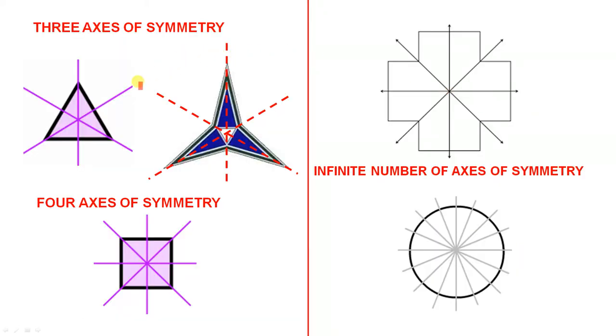Three axes of symmetry, this equilateral triangle, the star. Four axes of symmetry, the square, or this plane shape here. You can see the four axes. And remember earlier we mentioned about an infinite number of axes of symmetry? The old circle. So you can draw many axes of symmetry for the circle, and theoretically we have an infinite number.